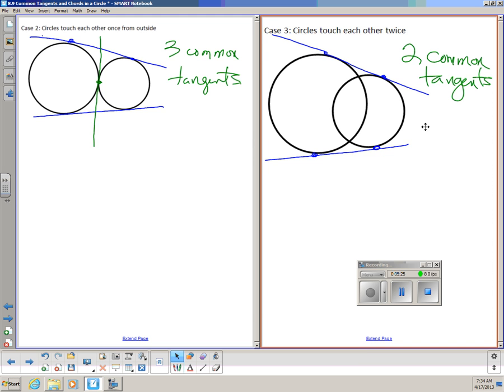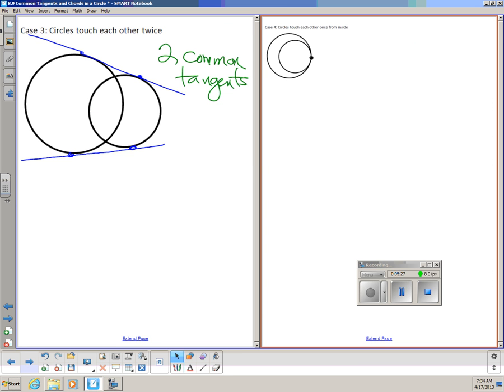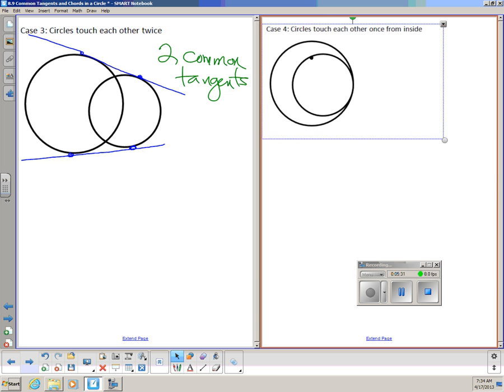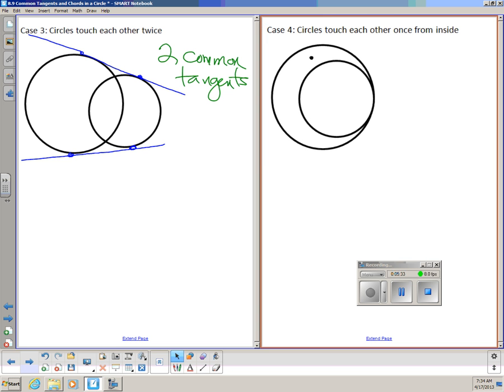The next situation is where the circles touch each other once from the outside. They touch each other at this one spot here. And guess what? I can clearly draw that tangent line. But any other tangent line is not going to be tangent to the other. So, for example, if I try to draw this tangent line, it's going to stab the other circle. It's not going to be tangent to it.